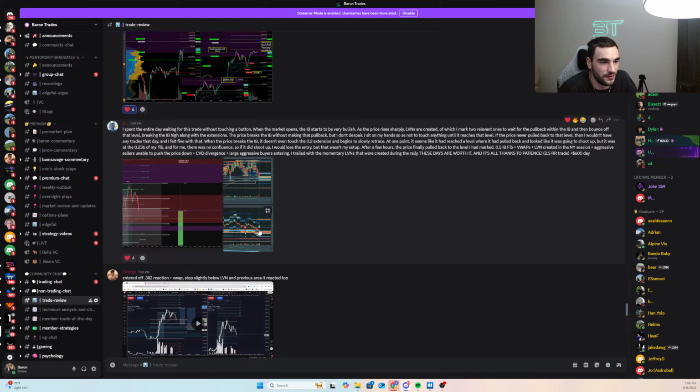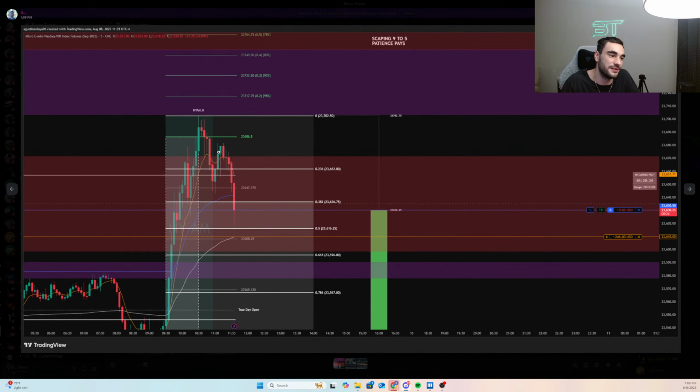0.5 IB fib, VWAP, low volume node created in the New York session, plus aggressive sellers unable to push the price down, plus CVD divergence, plus aggressive buyers entering. Trailed with the momentary low volume nodes that were created during the rally. These days are worth it, and it's all thanks to patience. 2.5 RR trade, plus 600.